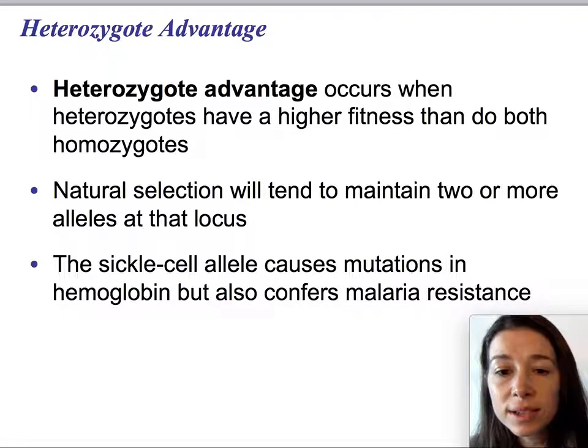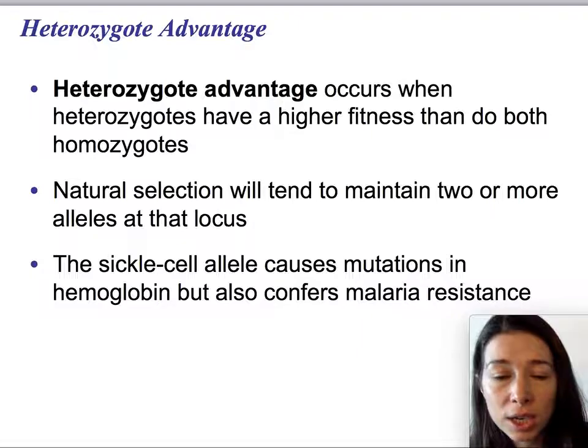So if malaria doesn't exist, there is no advantage to having that one bad allele, because there is a 25% chance that two individuals that have one bad copy of the gene each will have a child that has two bad copies of that disease, and therefore will have the full-blown effect of that disease.